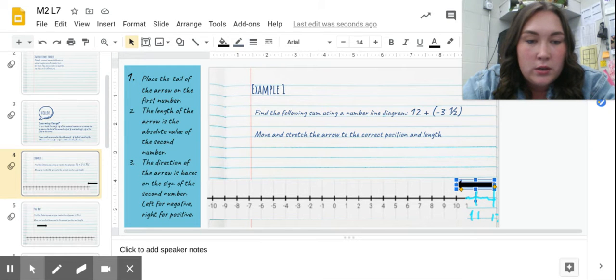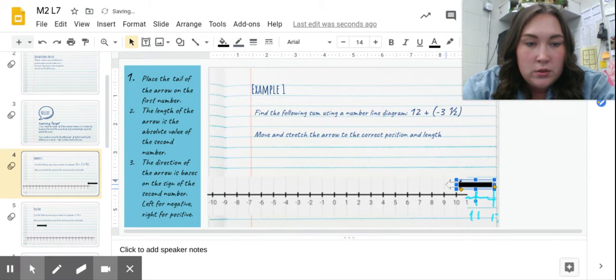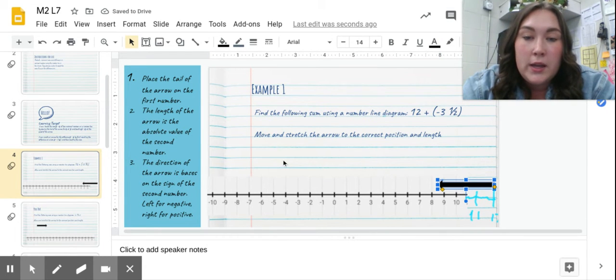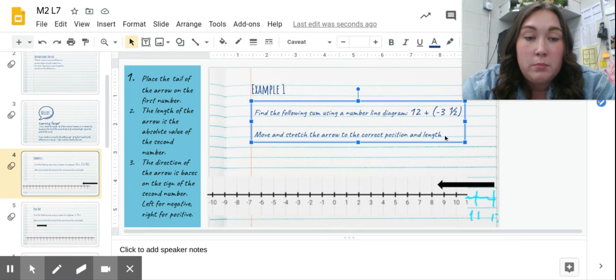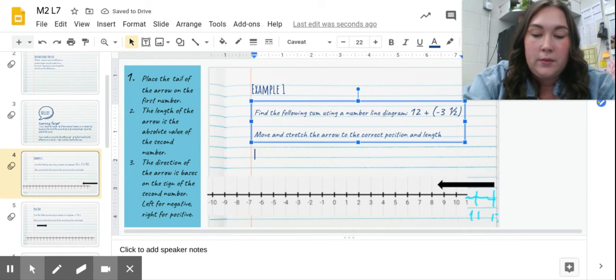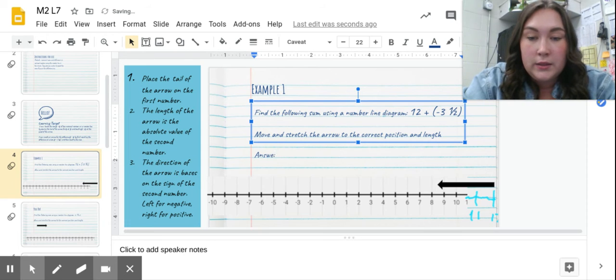So right now it's at 1, 2, it would do 3.5. And so I'm right there halfway between 8 and 9. And so my answer would be 8.5. So then I would just write 8.5 down here. It is still positive 8.5. So make sure you're paying attention to the sign. So my answer is 8.5.